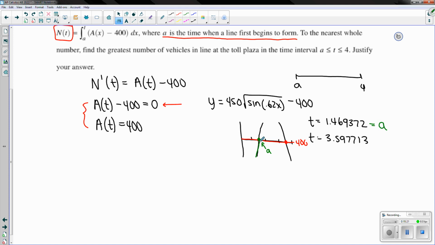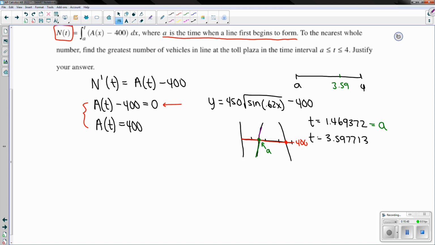Because right after that, we can see that the function is now greater than 400, and therefore the line is now beginning to form. So we can substitute that value in for A. Now, that other time value we can see does fall inside of our sign chart here. We're going to put that roughly around 3.59. And we can also analyze the sign chart to determine when we have max or mins.